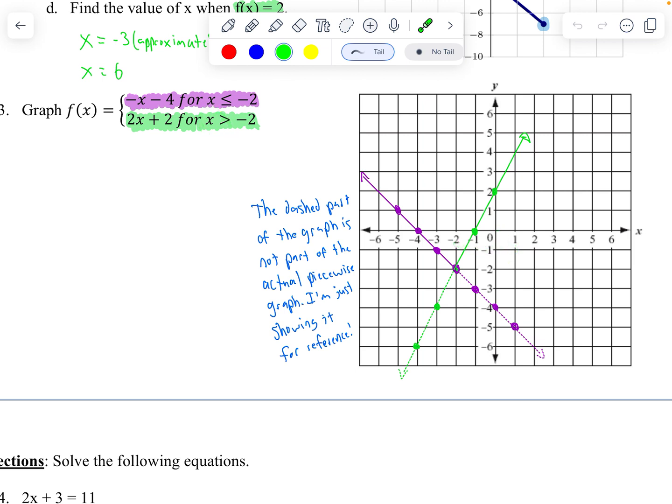Notice how the green and purple meet at the point, and the purple point does exist, so overall that point just exists, so you don't see a hole at all.